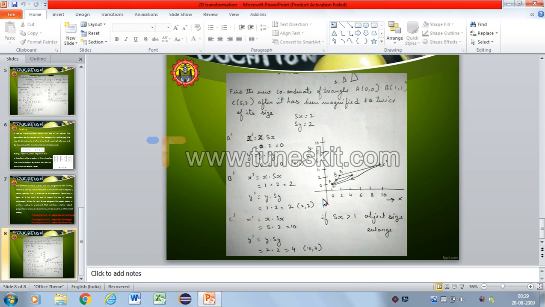Now class, in transformations we discussed only two transformations. One is translation and another is scaling. In the next lecture we will discuss rotation, right? Rotation, reflection and shear.